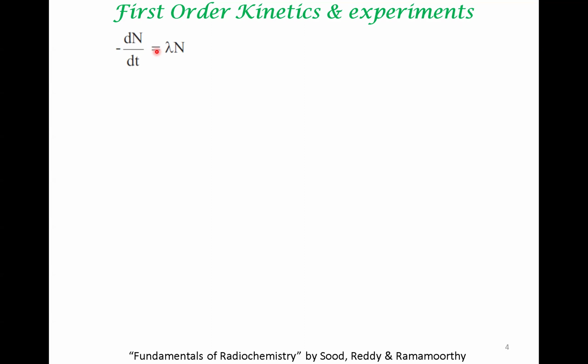So let's look at the ways this rate law was first obtained. Fortunately, there were some simple experiments which are suggestive of this rate law. This can be solved mathematically very trivially, so you will get this solution. Here N naught refers to the number of radioactive atoms at time t equal to 0. N refers to the number of radioactive atoms at any time t.